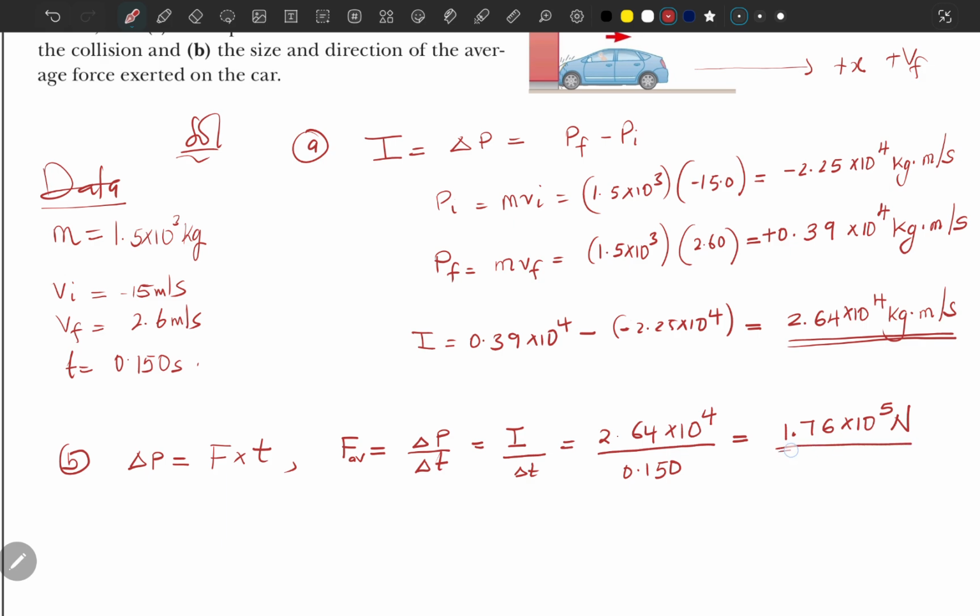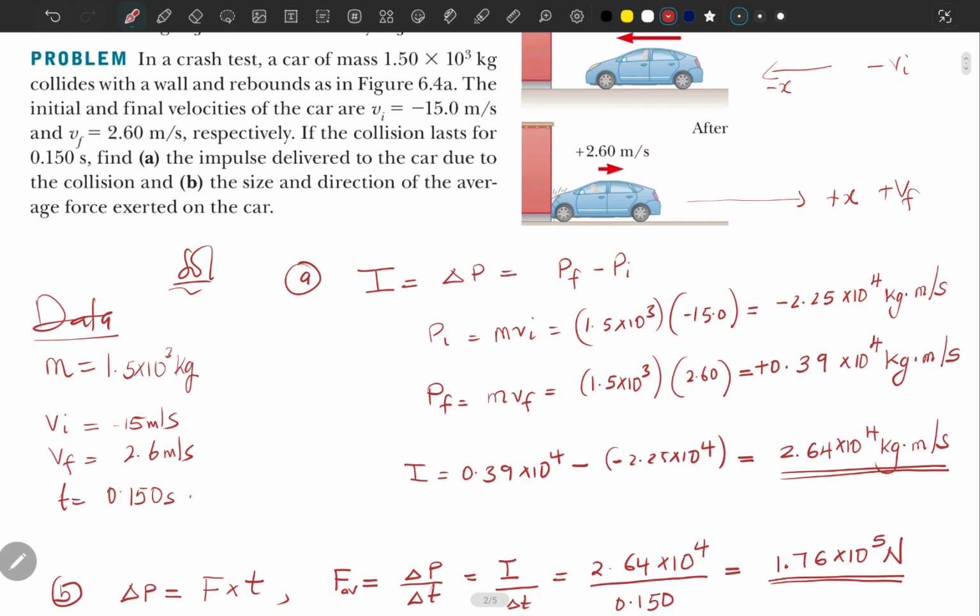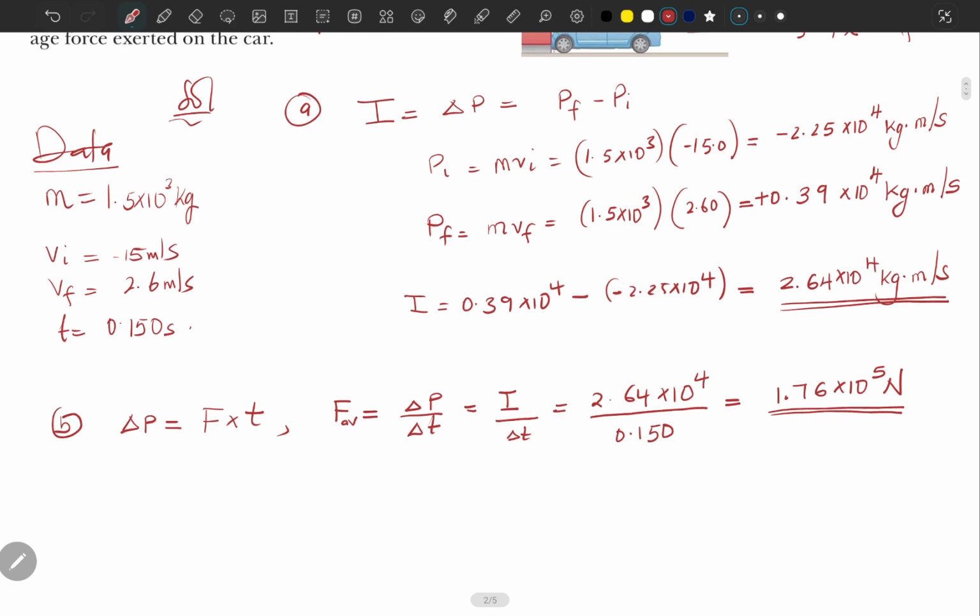Now, in what direction? Remember, here they also told us the direction. So do you think it is positive or negative? It is positive. So it will be positive, sorry.